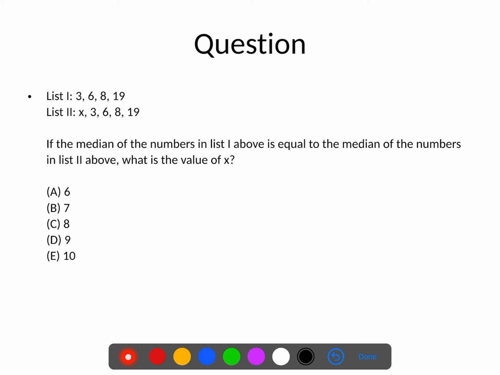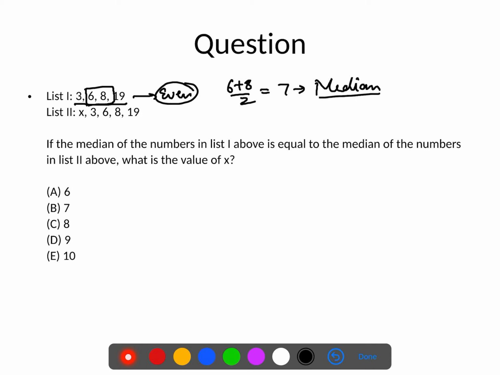Let's see another question. Two lists are given to me. List 1: 3, 6, 8, 9. The number of terms is an even number of terms. So we'll pick the two middle terms and take their average. So 7 is the median of the first list of numbers.